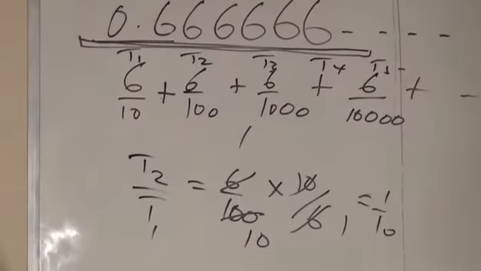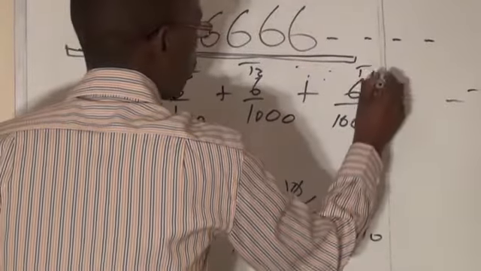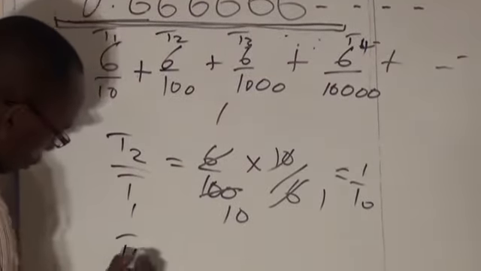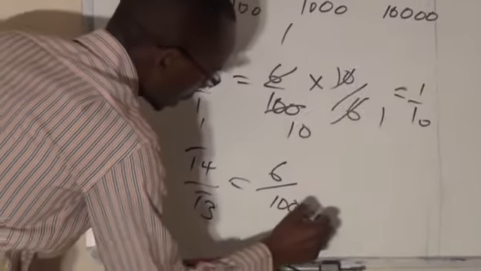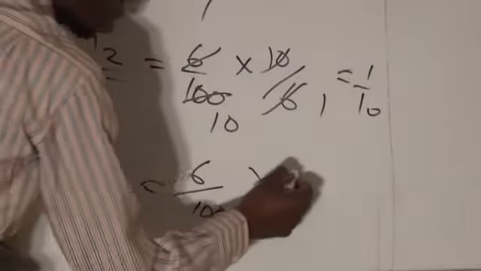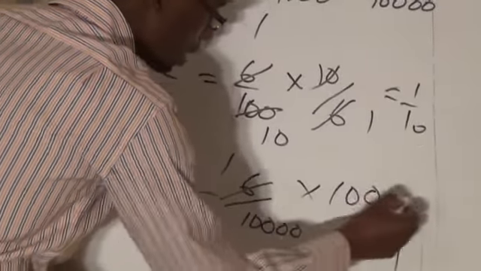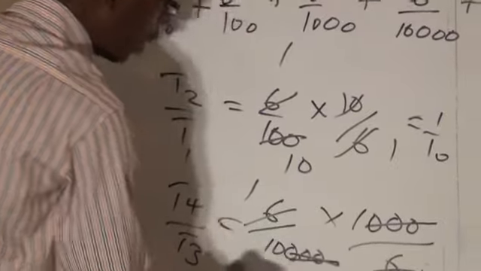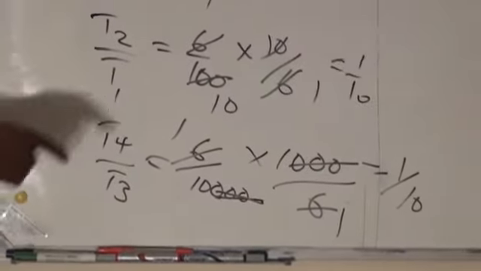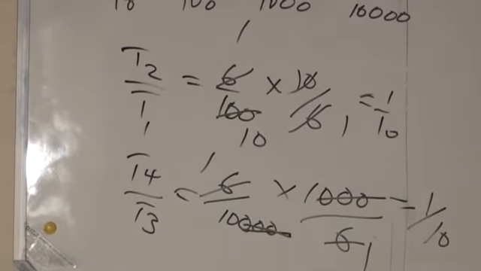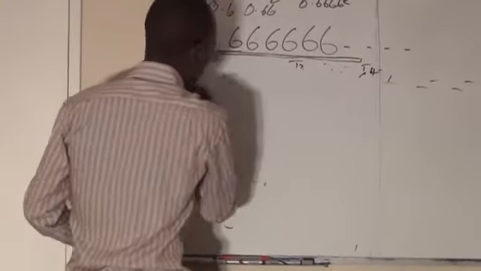One over 10. Let's take T4 and T3. T4 divided by T3. That's 6 over 10,000 divided by 6 over 1,000, which is the same as multiplied by 1,000 over 6. 6 over 6 cancels, and we can see the three zeros, and again we are left with 1 over 10. We can do that with T3 and T2, and you still see that we get 1 over 10. So we convince ourselves here that we are sitting with a simple geometric progression.